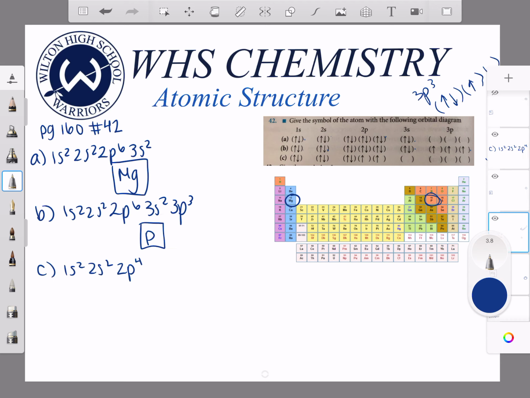And then C, I'm going to rewrite it again. This one's pretty easy. We have 1s2, 2s2, 2p4. So 2p4 would be 4 away from boron, because this is where 2p starts, and we get to oxygen, which is right there. So the answer to C is oxygen.